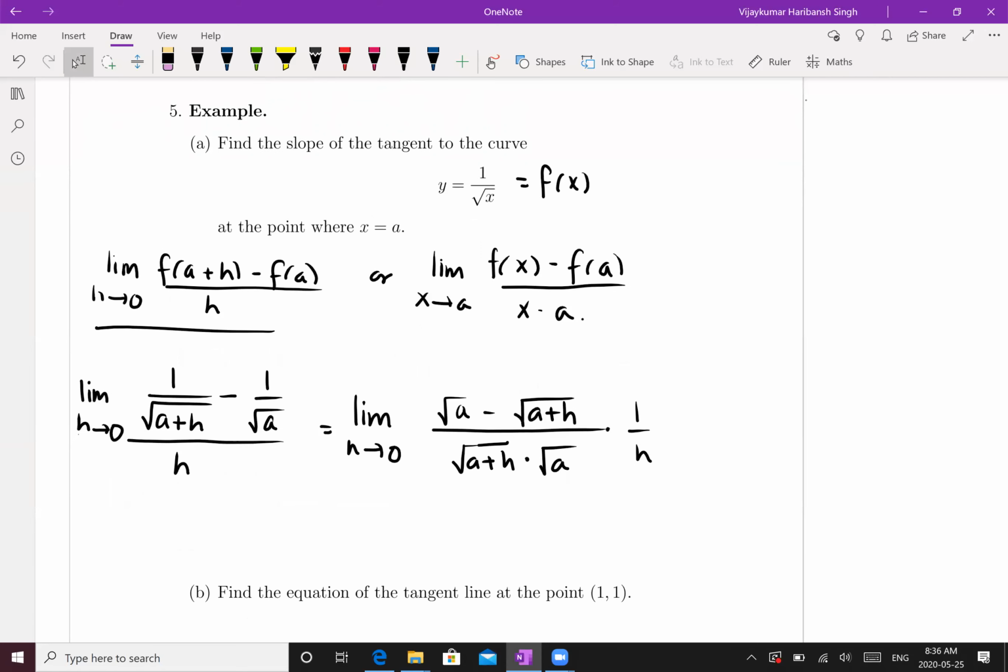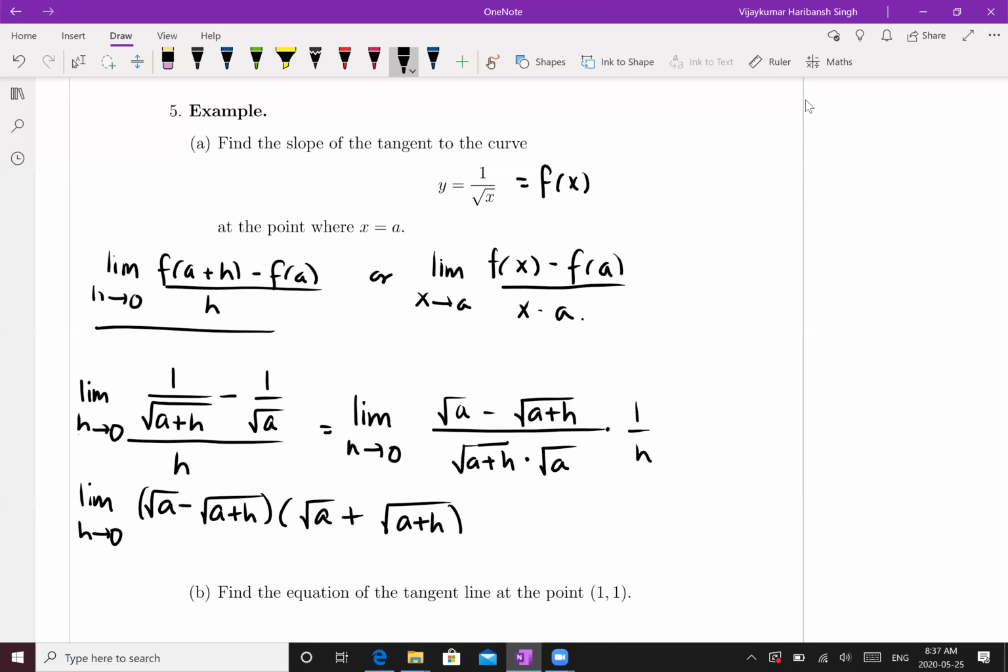Now, we can rationalize this again because we need a factor of h on the top. So let's rationalize it. Limit as h goes to 0, square root of a. So how do you rationalize a square root? You multiply by the conjugate, and note that the conjugates are different when you have to raise to different powers.